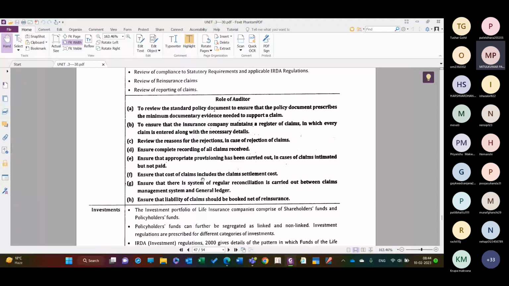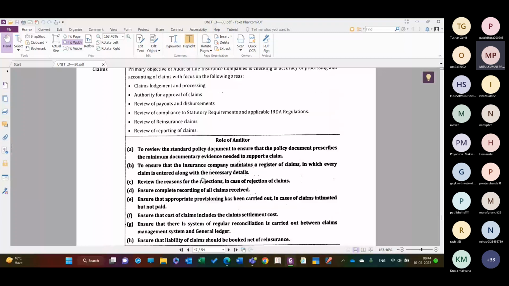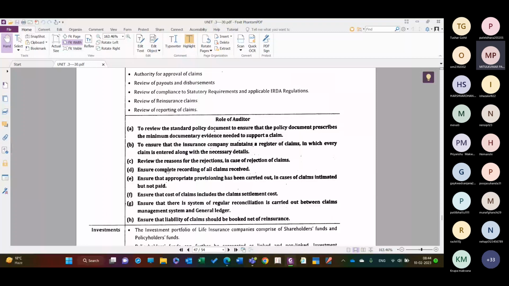Or medical certificate, if it is an accidental death, the certificate issued by the hospitals, that plays an important role. That will justify that the policy is matured and sum is payable. So that document is required to be attached to it. So minimum documentary evidence needed to support the claim. So different case of situation, different.